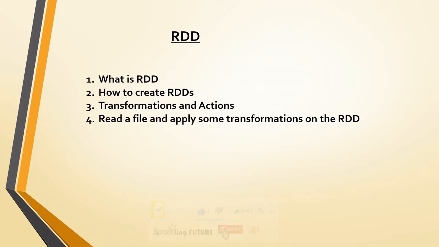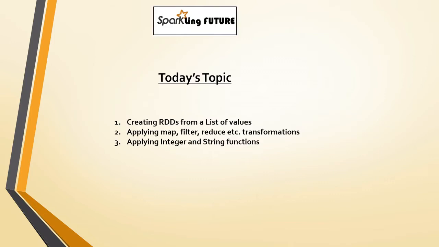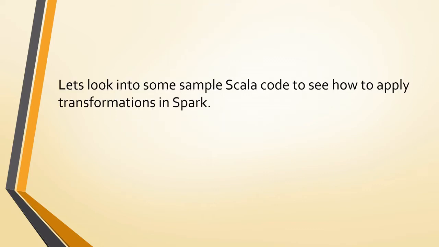These are the questions we have already discussed in the previous videos. If you have not done so, please go back and check the previous videos. This is the part 8 video on RDD transformations. Today we'll create an RDD from a list of values and apply map, filter, reduce, etc. transformations, and also see how to apply integer and string functions on each element in the list. Let's look into some sample code to see how to apply these transformations in Spark.